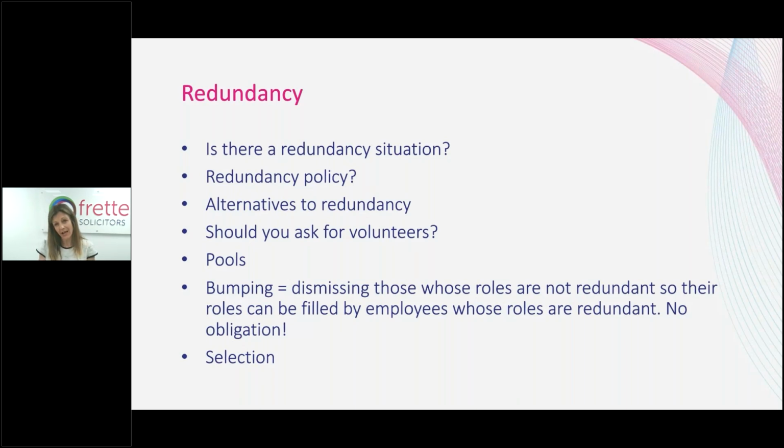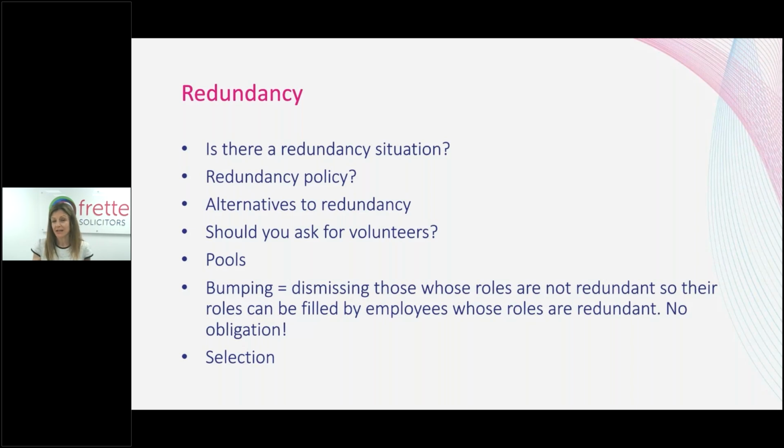But if you turn down volunteers in the department and then go on to select other employees for compulsory redundancy from that department, they can then argue that actually their dismissal was unfair because somebody else volunteered, you didn't make them redundant, and you compulsorily made that person redundant instead. In addition, asking for volunteers can delay the process, and in redundancy situations, delay can be dangerous. Sometimes it can't be avoided, for example, collective consultations, but if you can avoid delay, it's best to do so.